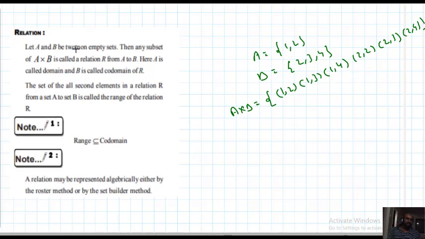See here: let A and B be two non-empty sets. Then any subset of A cross B is called a relation R from A to B. Here A is called the domain, and so on; I will explain that later. First of all, relation is important.